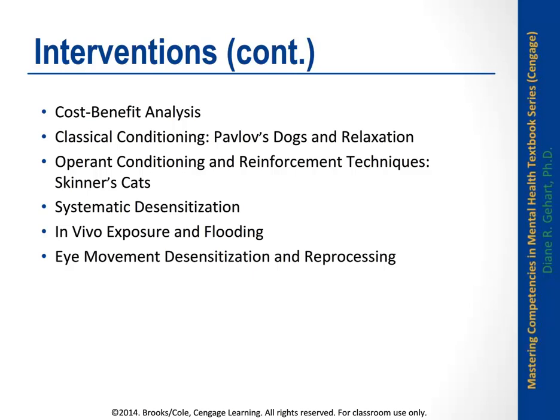But cost-benefit analysis, so what are the pros and cons of different courses of action? There's still classical conditioning, where you pair a relaxation response with a stressful situation or some variation of that. There's still operant conditioning and reinforcement, so this is Skinner's cats, where you're going to reinforce steps and behaviors that go in the direction of the desired behavior.